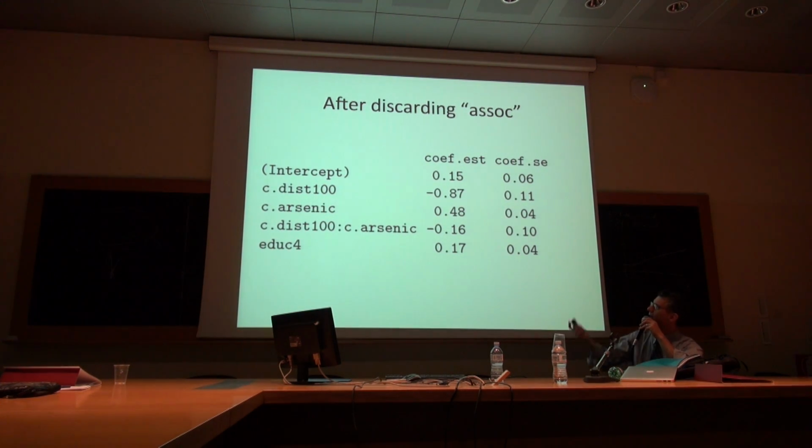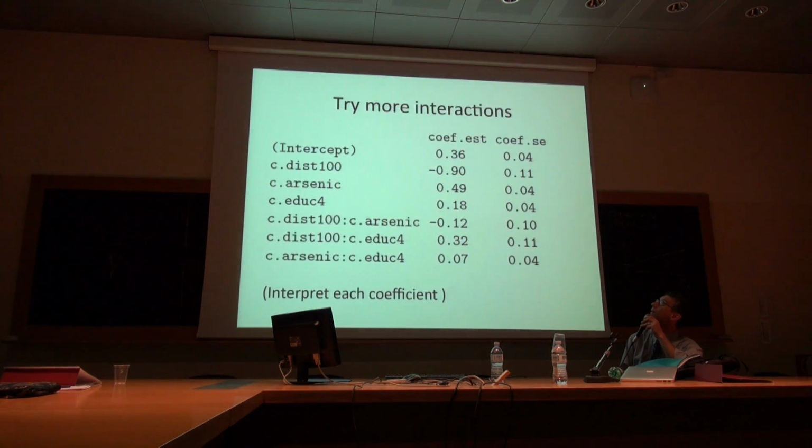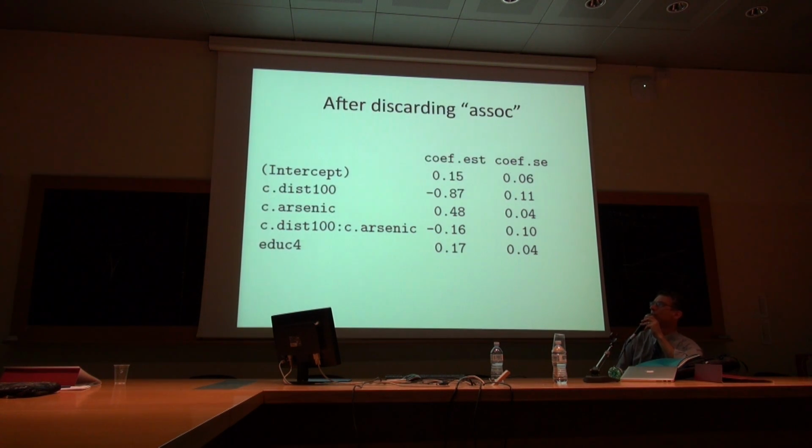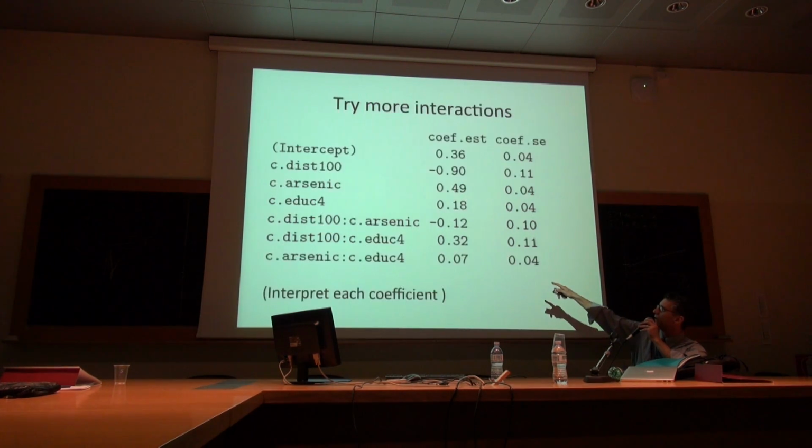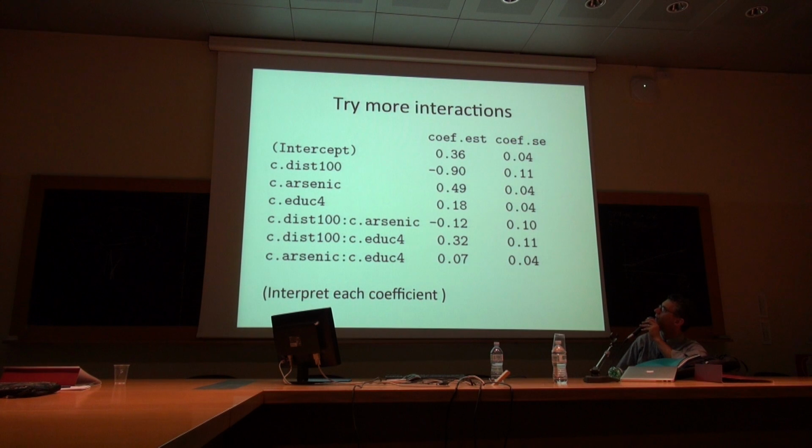So here we are with the model that we were going with, a little bit simpler than the last one. I said we should try interactions. In this model, we interacted distance and arsenic, but I thought let's interact them with education. So you can throw in more of these things. I centered education, and now everything's interacted with everything else. And some of these are pretty big also.